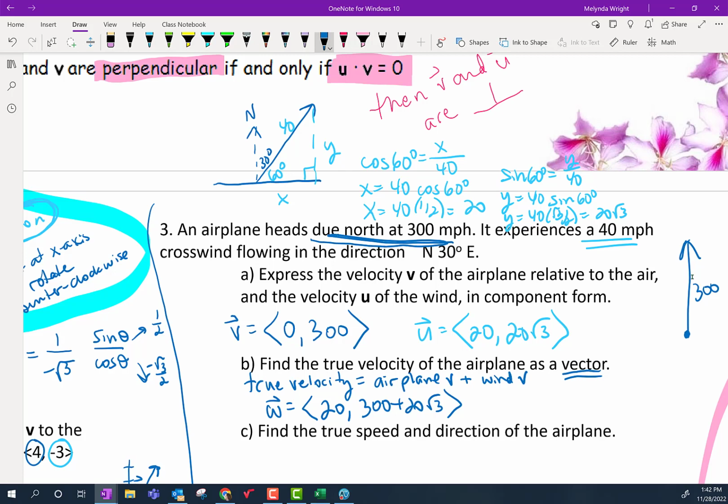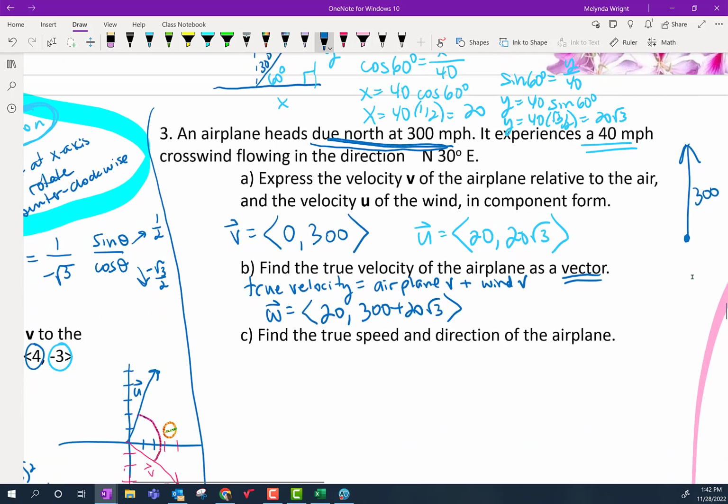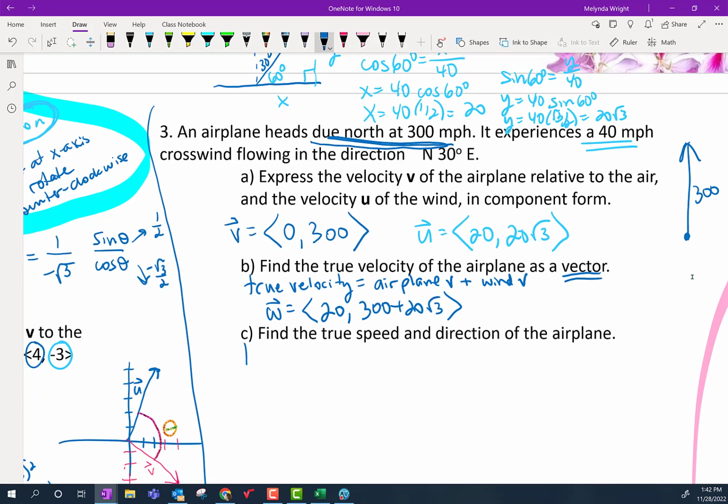Okay. True speed. I'll give you another definition. True speed equals the magnitude of true velocity.